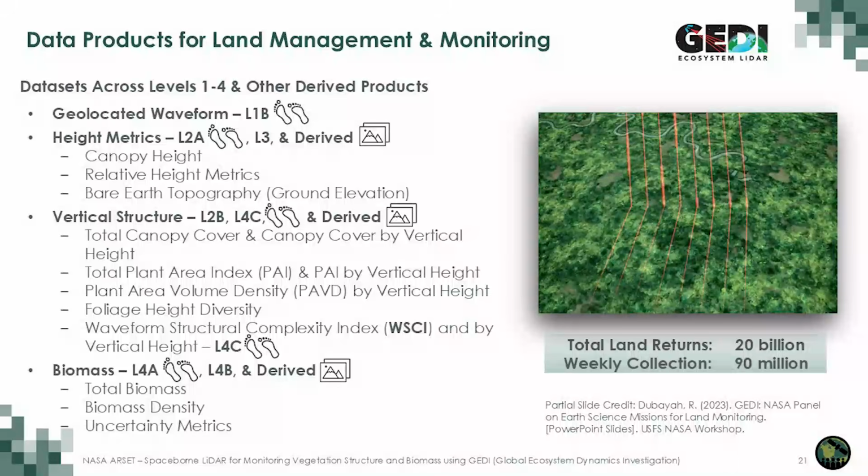Several of these metrics are total summaries, or they are calculated across the vertical profile along the height of the surface feature. From these different types of metrics, biomass can then be modeled, either the density or the total biomass, with associated uncertainty metrics that are included in GEDI's Level 4A footprint and Level 4B or other derived biomass data products.